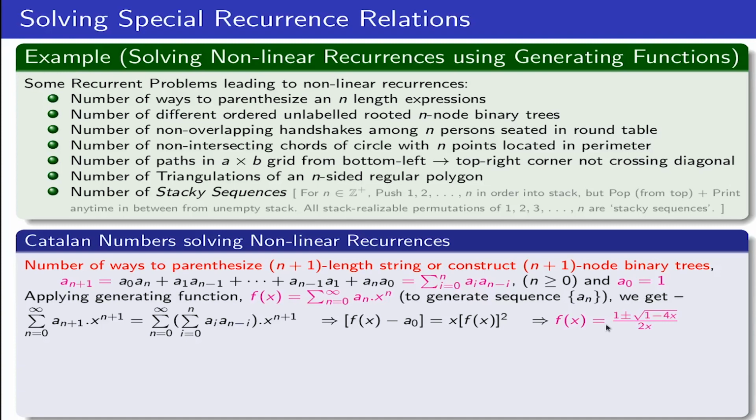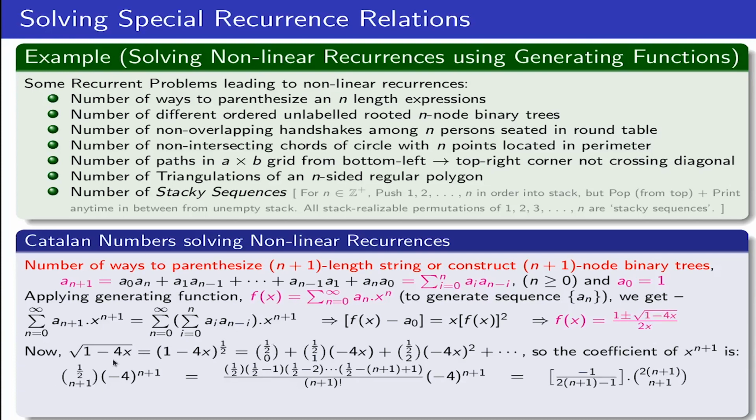That is my answer. So to get the coefficient of x to the power n, I need the coefficient of (1 minus 4x) to the power minus half. There I need the coefficient of x to the power n plus 1, because the x to the power n plus 1 term will get cancelled with the 1 by x, giving me x to the power n. So in the root of 1 minus 4x, I need the x to the power n plus 1th coefficient of it.